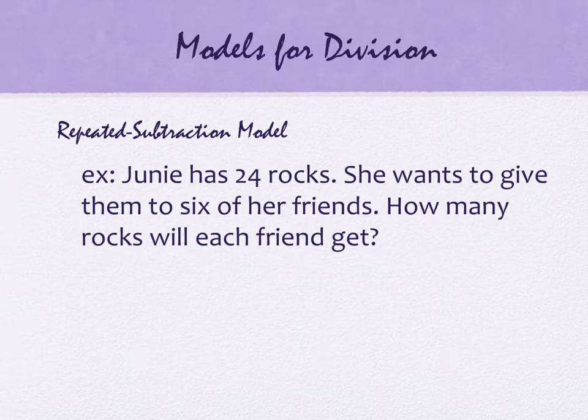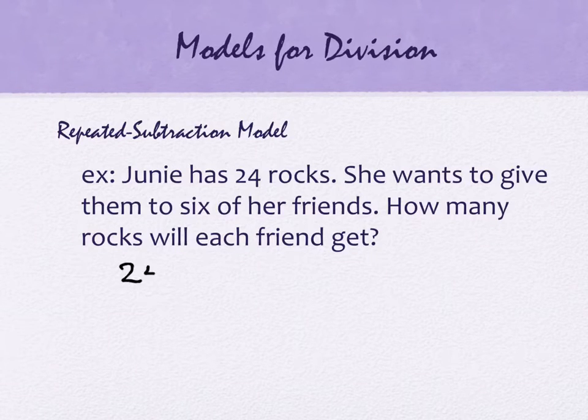Here's an example of a problem where a repeated subtraction model is the perspective of this division problem. Junie has 24 rocks, and she wants to give them to 6 of her friends. How many rocks will each friend get? If we're working with young children, what they're probably really going to do is not divide, right? She's going to have her 6 friends sitting in front of her, and she's going to say, you get a rock, and you get a rock, and you get a rock, all the way until she gets to friend number 6. And then she's going to repeat the process. Does that make sense? That's why this is a repeated subtraction problem, because she's repeatedly taking away. And because there's 6, every time she hands them out, she's repeatedly taking away 6.